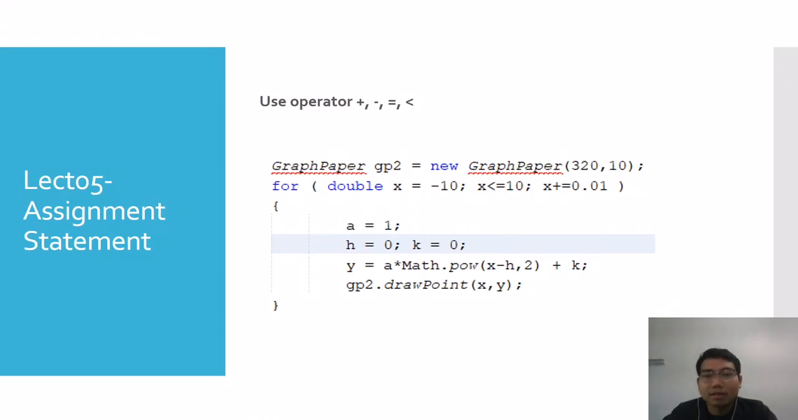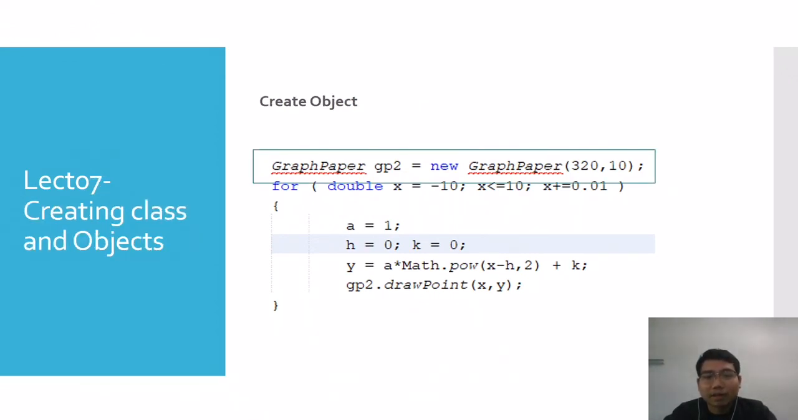Next, we also have the last one, which is lecture 7, creating classes and objects, also one of the chapters that have been taught in our course. Here we have GraphPaper GP2 equal to new GraphPaper(300, 2000, 10), so we have created an object. This is one of the pieces of knowledge taught in creating classes and objects. We have used it, and this is one of the relationships between the chapters.